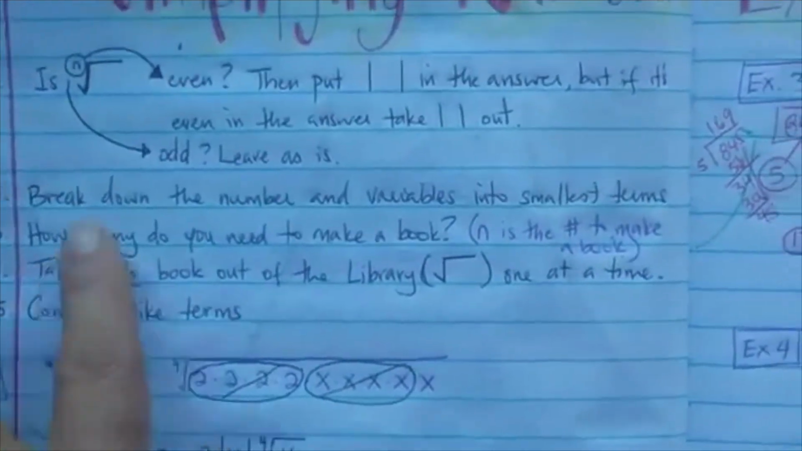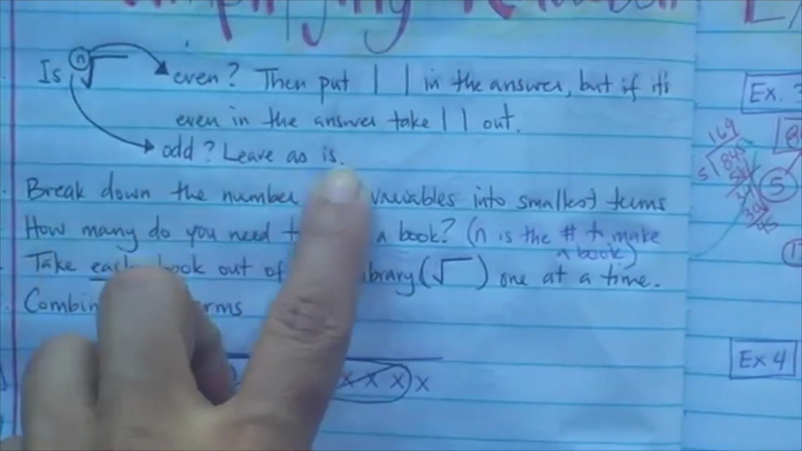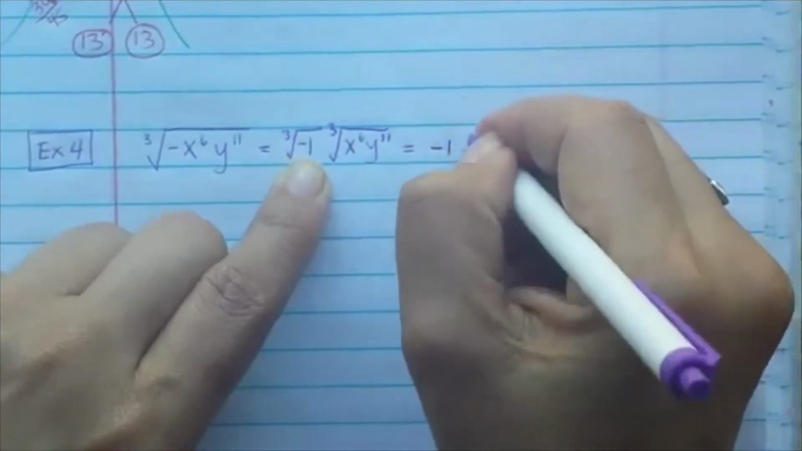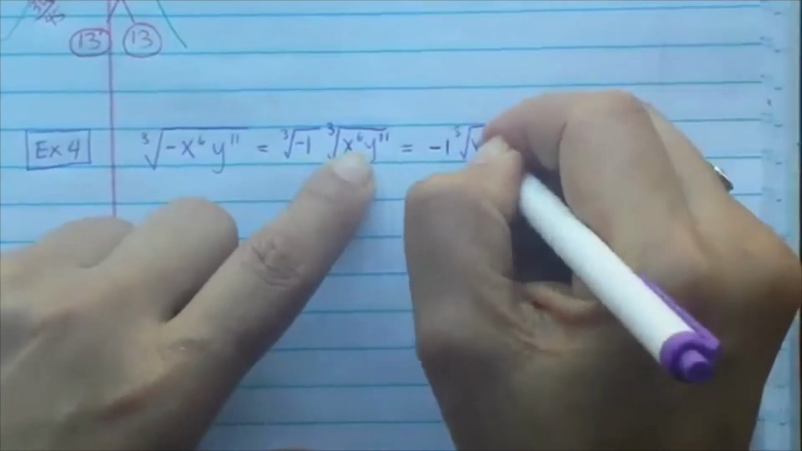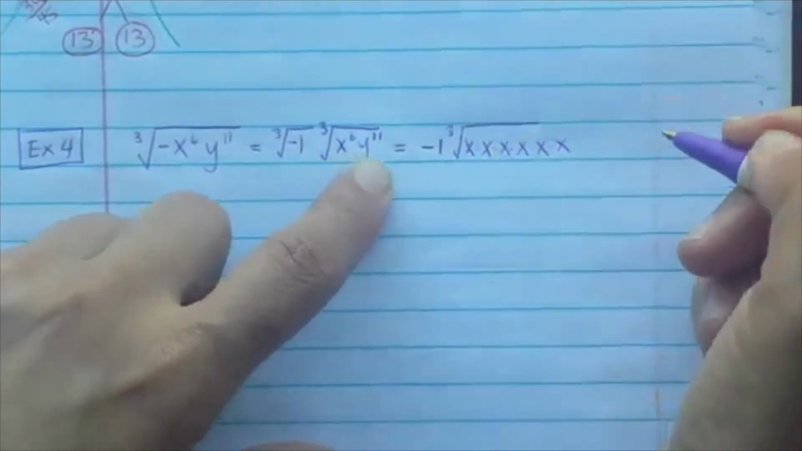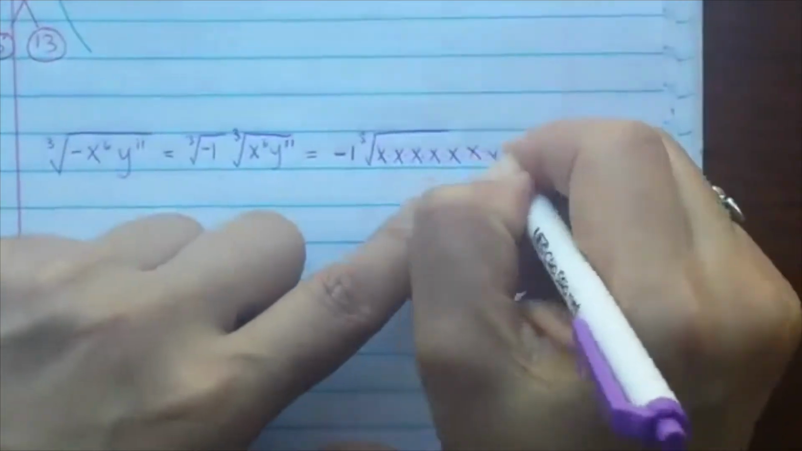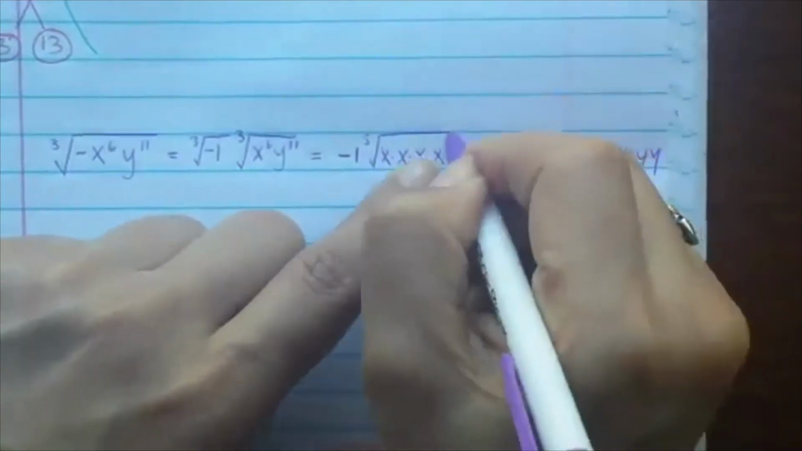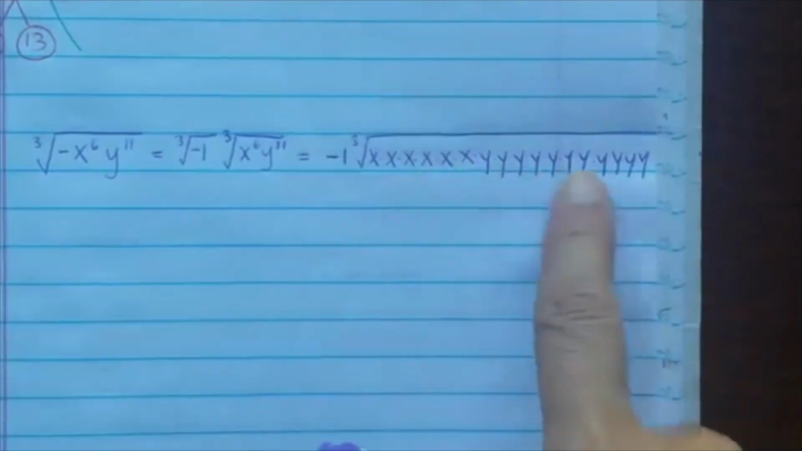So break it down as usual. If it's even or odd, this time it's odd, so we don't have to worry about absolute value. So when you finish the problem, don't worry about absolute value. So it's going to be a negative 1 outside, and then you're going to break down x to the 6, 6 of them, 1 2 3 4 5 6, and then 11 y's, 1 2 3 4 5 6 7 8 9 10 11 y's.